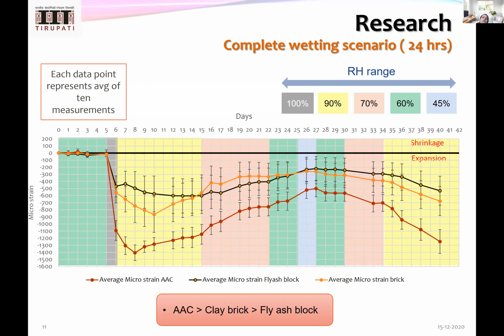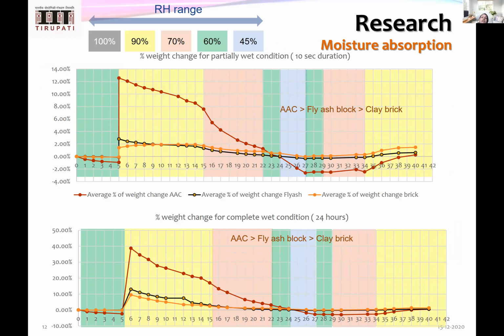But if you really look at the moisture absorption of AAC block, it comes around 12% each. And between the partial wetting scenario and the complete wetting scenario, the percentages get doubled or tripled. So in the complete wetting scenario, around 40% moisture is absorbed in the initial stage. Then at some point it will come to a neutral location. But AAC blocks sometimes also start to shrink in later stages.